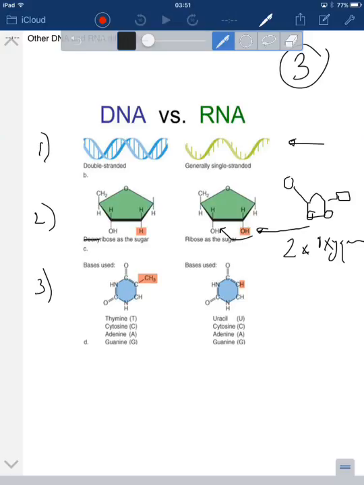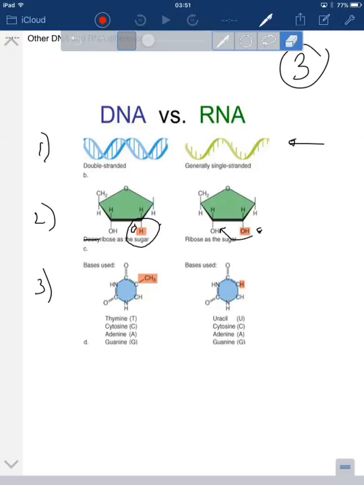And so here we can see that instead of OH on carbon 2, we actually have just H. So there's a missing O. So we have deoxyed it. So ribose has 2 oxygens and deoxyribose only has 1 because one of the oxygens has been removed.